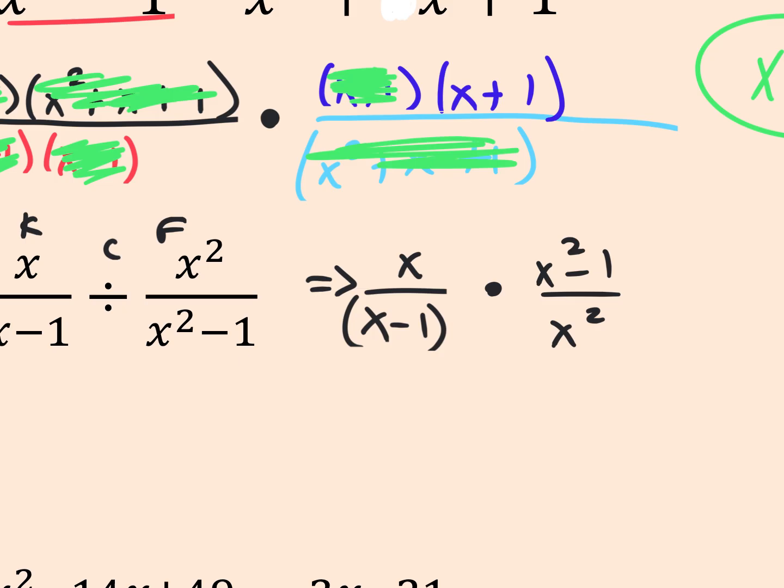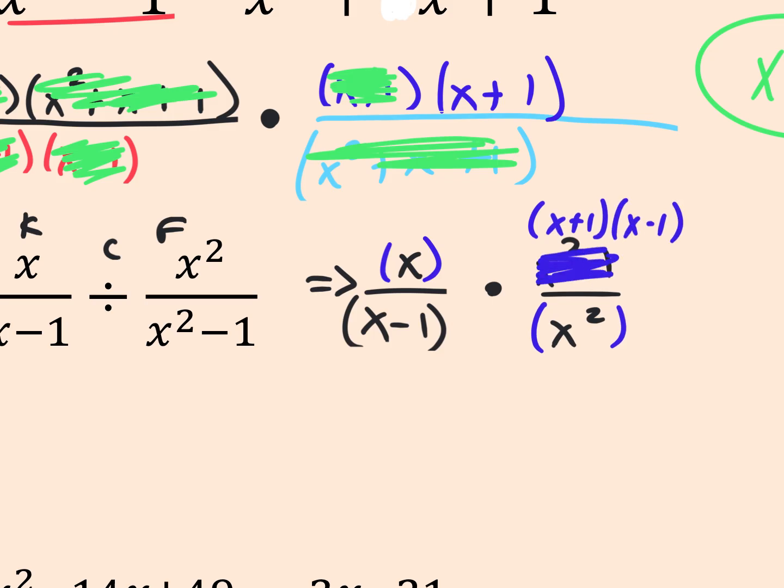So top left, can I do anything? No. Bottom left, can I do anything? No. Bottom right, can I do anything? No. What can I do with x squared minus 1 in the top right? X plus 1, x minus 1. Great.